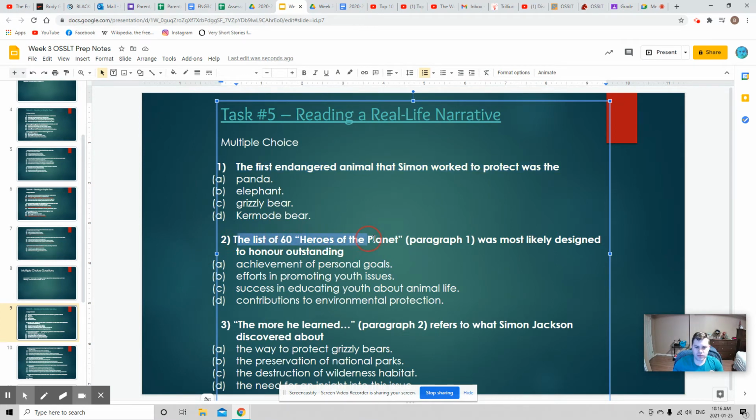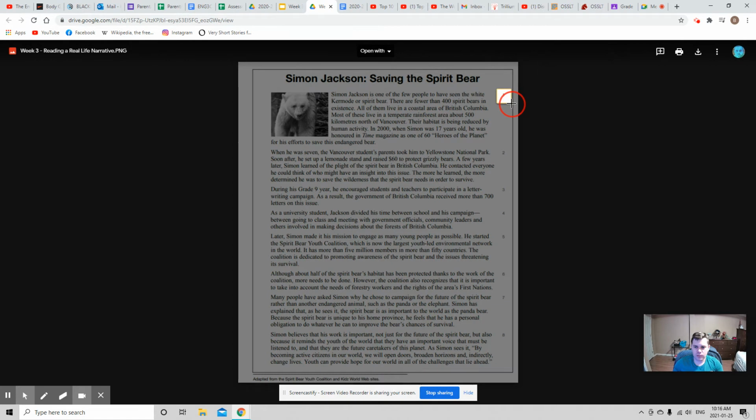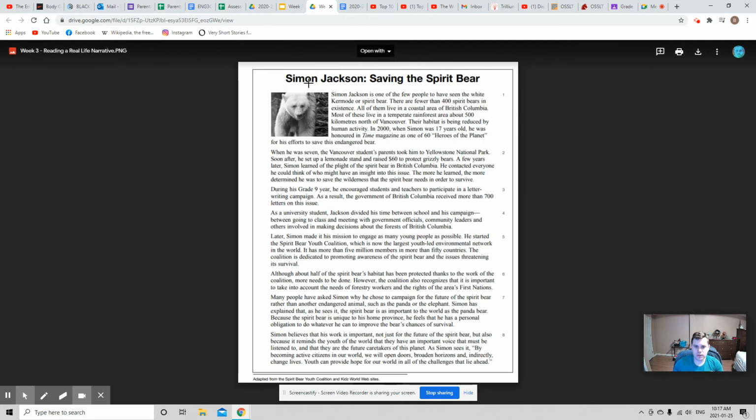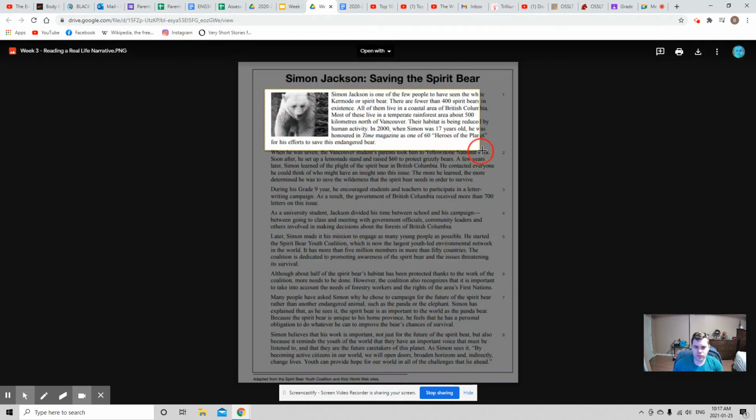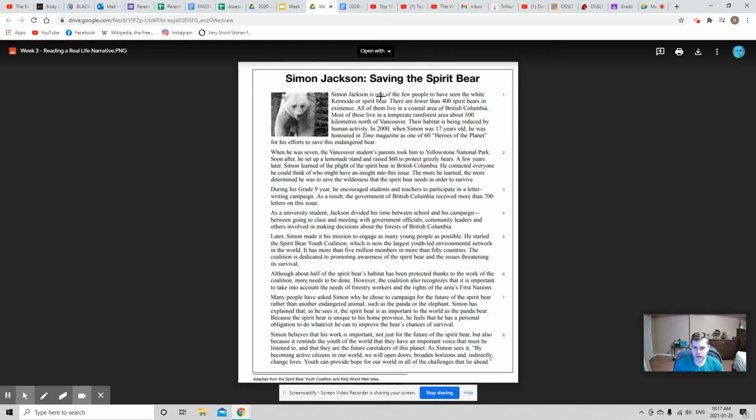The list of 60 heroes of the planet on paragraph 1. Remember, paragraphs are labeled right here. So paragraph 1, 2, 3, and so on. So you want to pay attention to this paragraph right here. In fact, in 2000, when Simon was 17 years old, he was honored in Time magazine as one of the 60 heroes of the planet for his efforts to save this endangered bear. So what bear are they talking about?